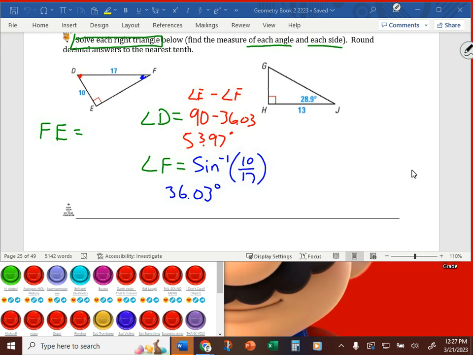Pythagorean theorem. Pythagorean theorem is one way. What's the second way we could use? We could use sine, cosine, tangent, now that we have an angle, right? If we really like sine, cosine, tangent, we could use that also. But using Pythagorean theorem, a squared plus b squared equals c squared.